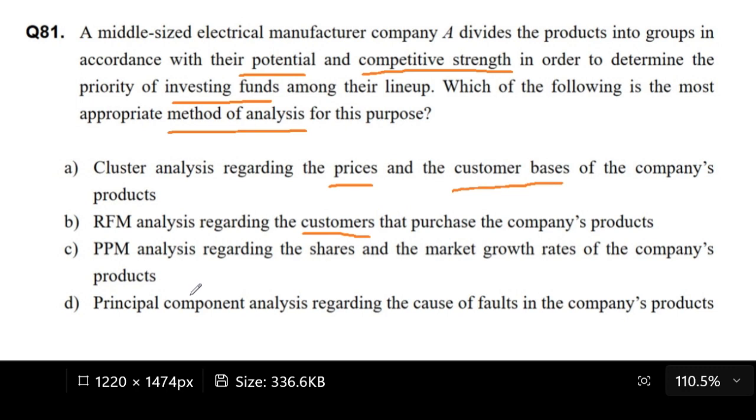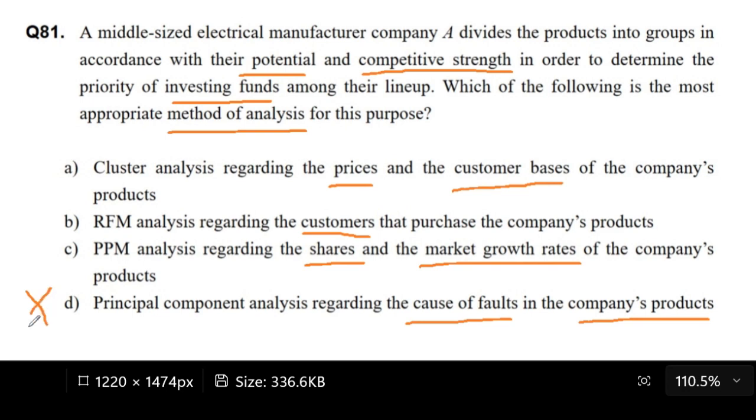Letter C, PPM analysis regarding the shares and the market growth rates of the company's products. We use that as part of our inputs in our method of analysis. We highlight shares and market growth rates. For letter D, principal component analysis regarding the cost of faults in the company's products. Cost of faults and company's products. Let me put an X mark on letter D.